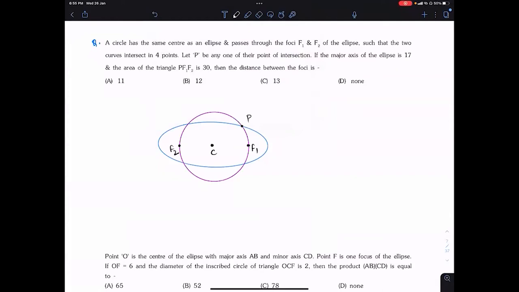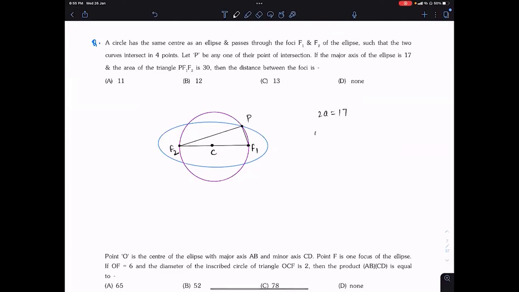If the major axis of the ellipse is 17, that is, what is the length of the major axis? 2a, not a, 2a. Okay, 2a is given as 17. And the area of the triangle PF1F2, this triangle area they are giving as 30. Then they are asking the distance between the foci. Okay, looks like a tough question only.